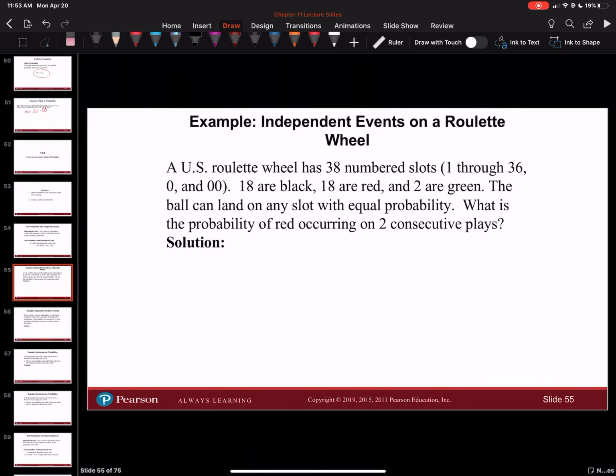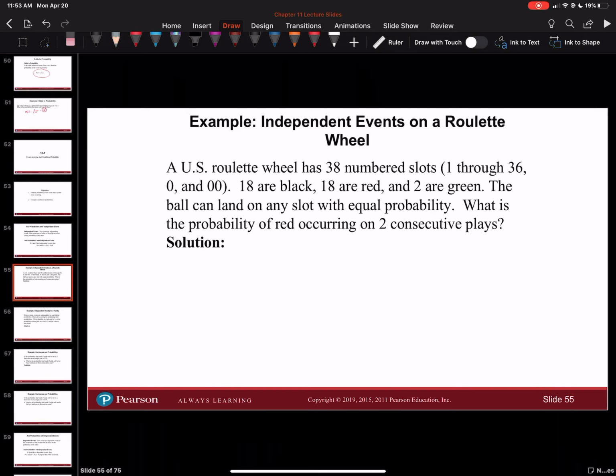A U.S. roulette wheel has 38 numbered slots, 1 through 36, and then 0 and 00. 18 are black, 18 are red, and 2 are green. The ball can land on any slot with equal probability. What is the probability of red occurring on 2 consecutive plays?